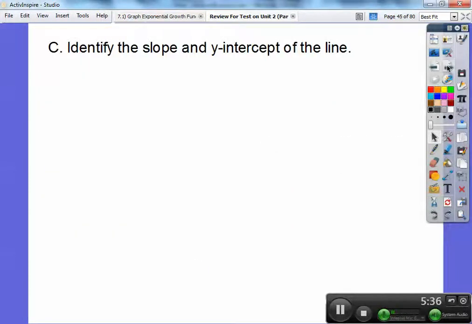Okay, so identify the slope and the y-intercept. So when it's in y equals mx plus b form, your m is your slope, so your slope is negative 2, and this is my y-intercept, so it's negative 1. That's easy enough. How about this one?